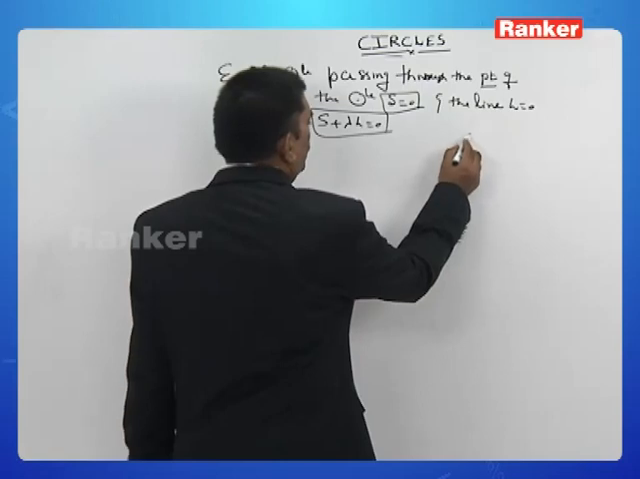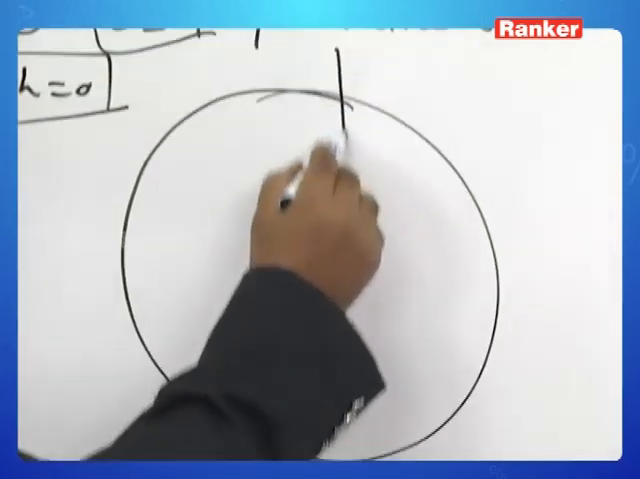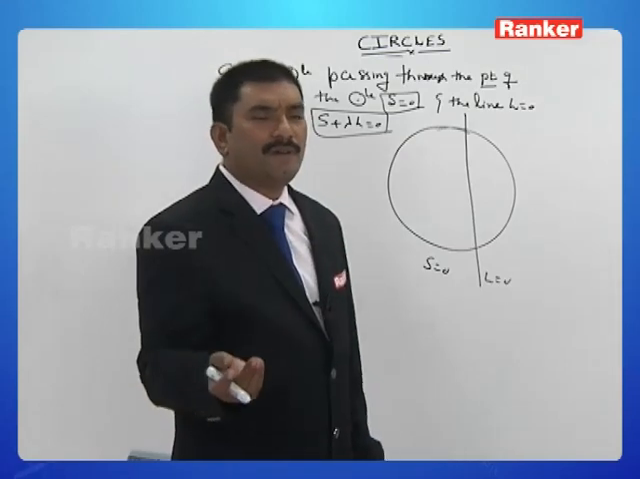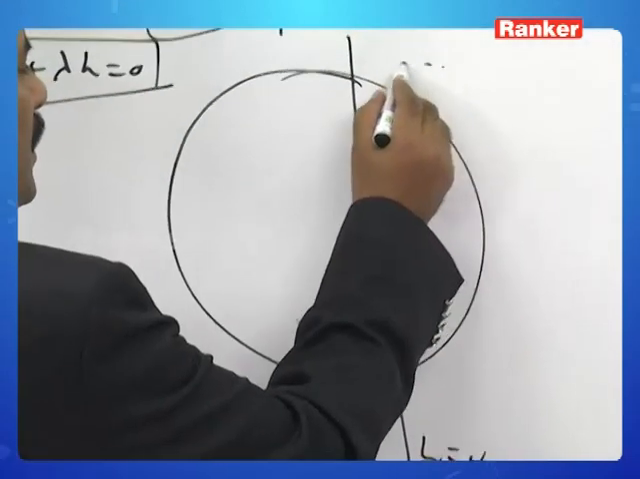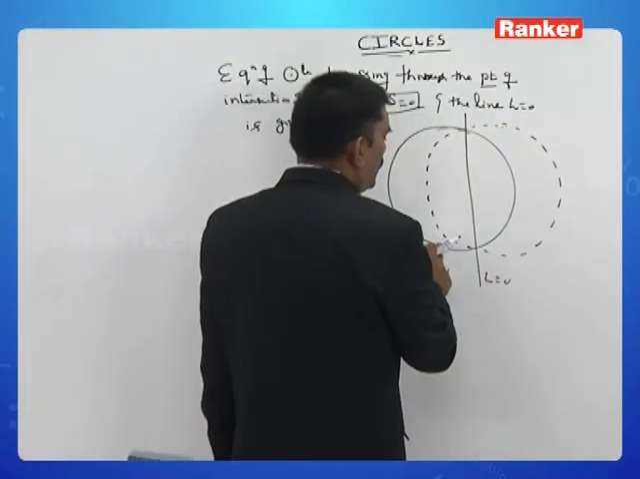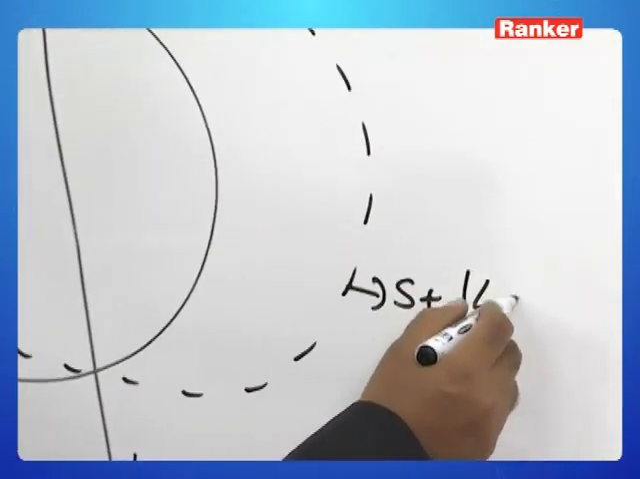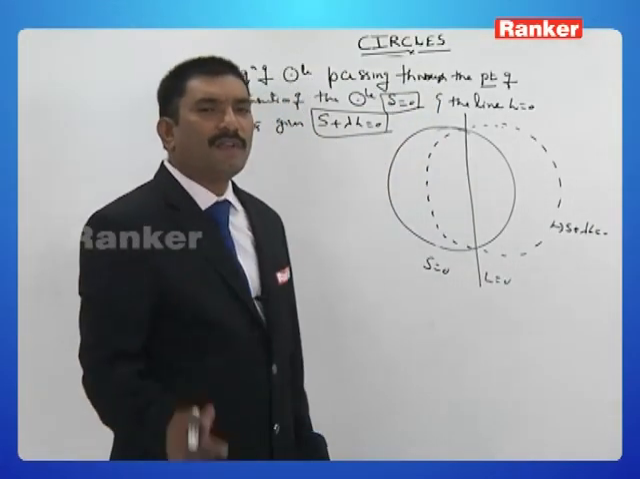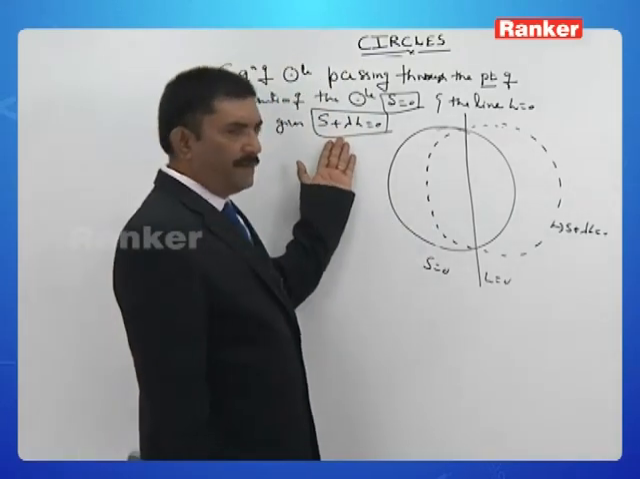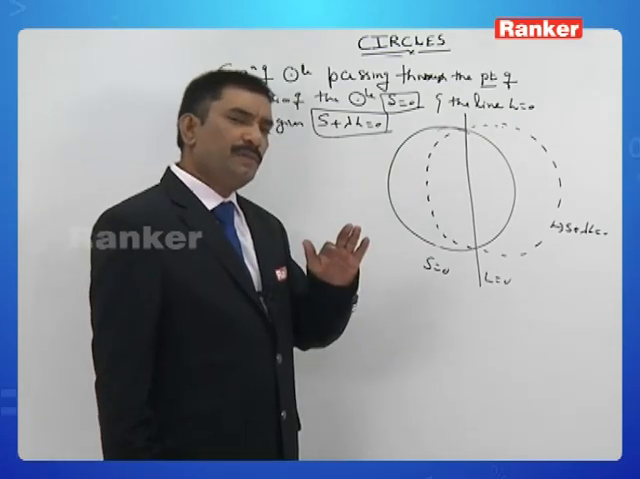How? This is the figure approach. This is one circle, S is equal to 0. This is another line, L. This line can be a chord or a longest chord. So now this is a circle passing through the point of intersection of the circle S is equal to 0 and L is equal to 0. It is given by S plus lambda L is equal to 0, where lambda is a parameter.